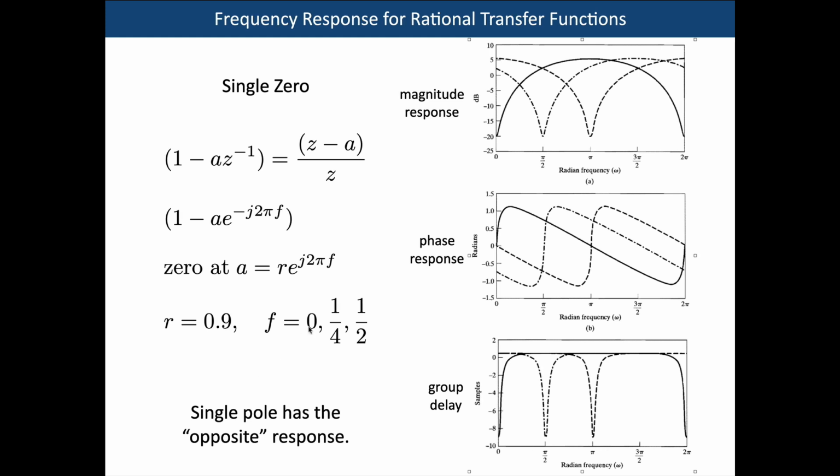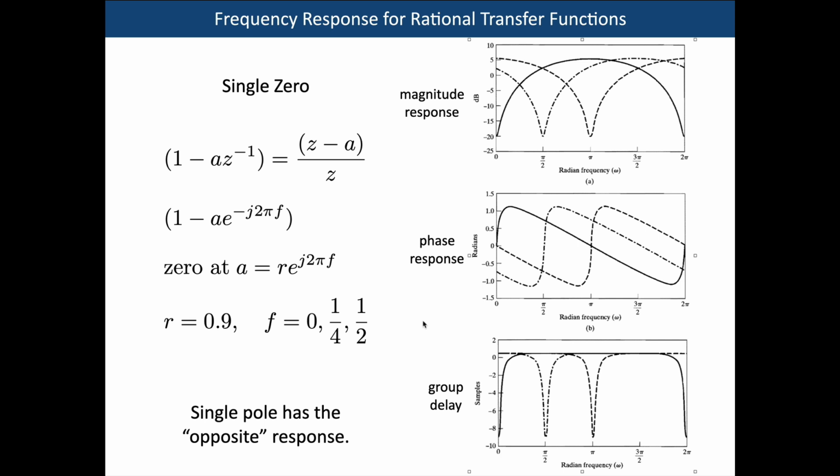And so this gives a suggestion. If we wanted to design a system that had a particular magnitude response or a particular phase or group delay response, this would give us an indication of where we should place the zeros to make that response happen.